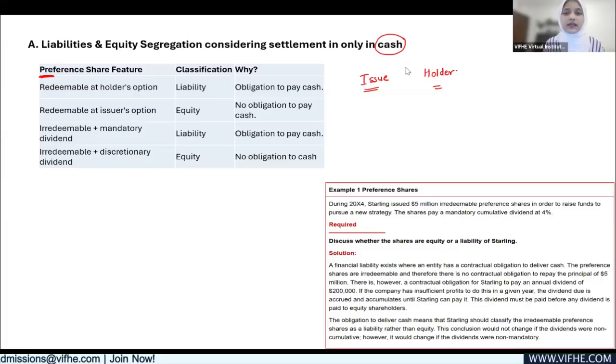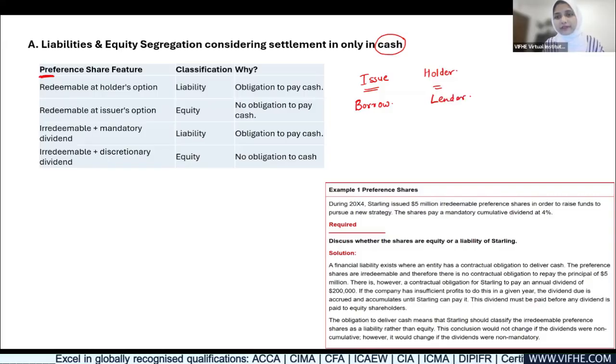Yes, this is the entity. The entity which issues preference shares is the one who needs money, so it is going to end up borrowing money. And the holder who owns those preference shares, either in soft copy or physical format, is going to be the lender. So for these lenders, it's an investment. For the borrowers, it's a liability.